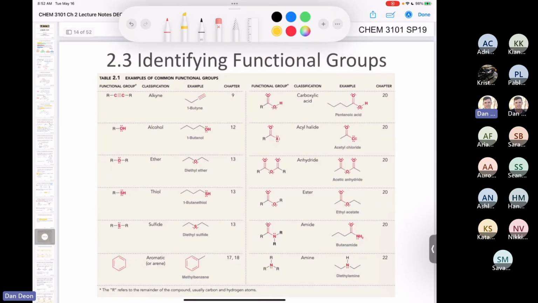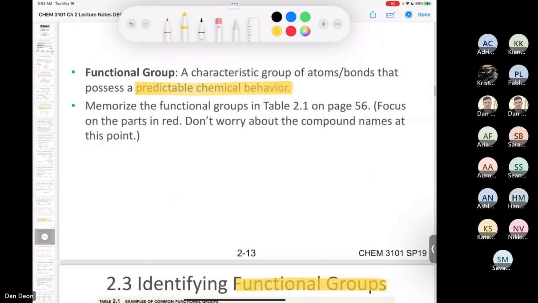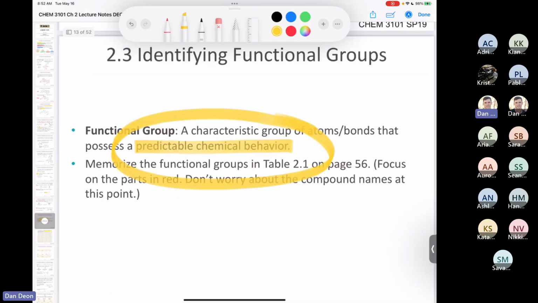And so again, to repeat, what the heck is a functional group? If we go back, what's the whole point? It's because we can predict chemical behavior by identifying functional groups in a compound.